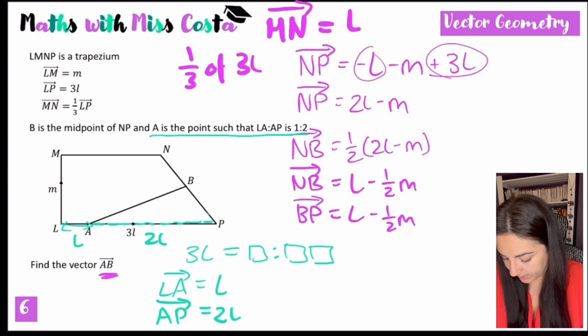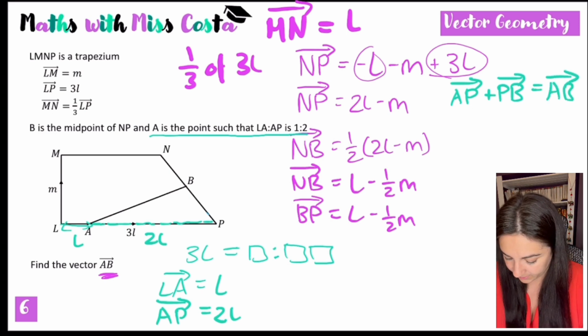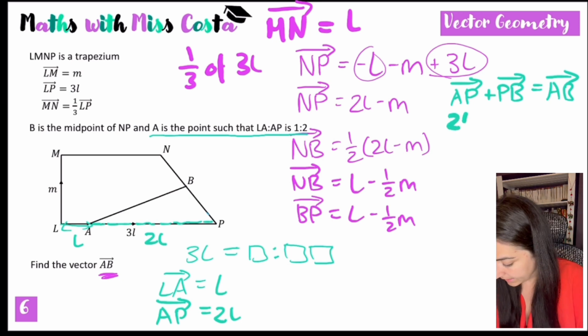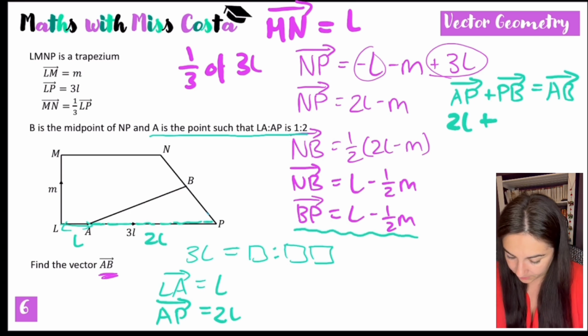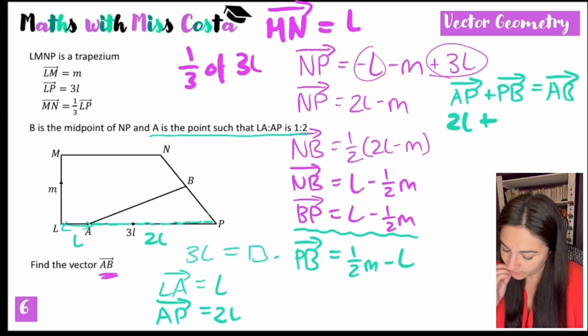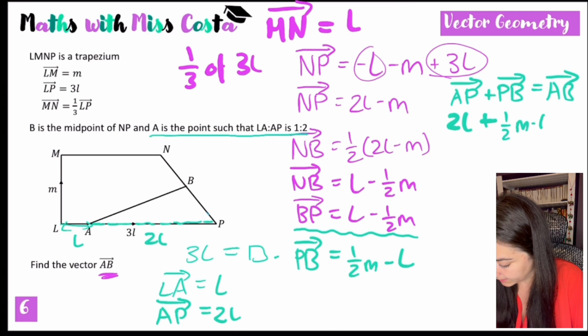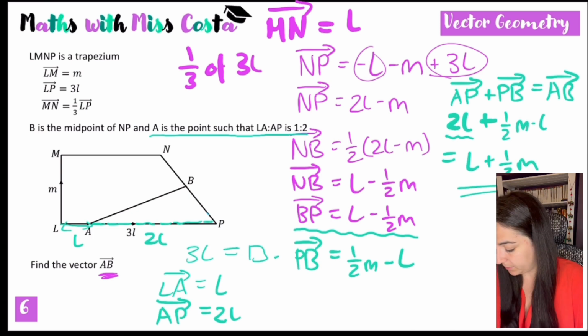So A to P plus P to B would give me A to B. The route from A to B, I could go from A to P and P to B. I've already said that A to P is 2L. And P to B, well, I know that B to P is L take 2M. So P to B would be the reverse direction. So that would be a half M take L. So I've got 2L plus a half M take L, which is L plus a half M. So therefore vector AB is L plus a half M.